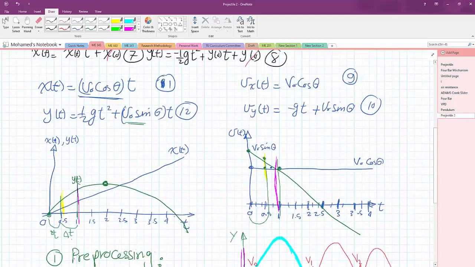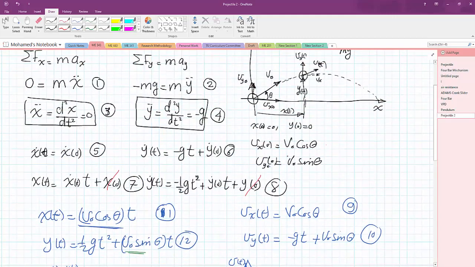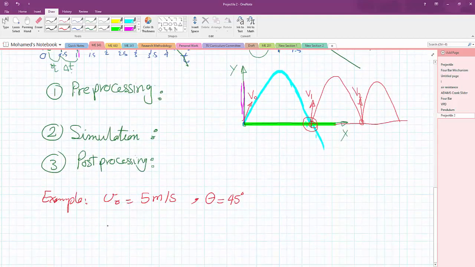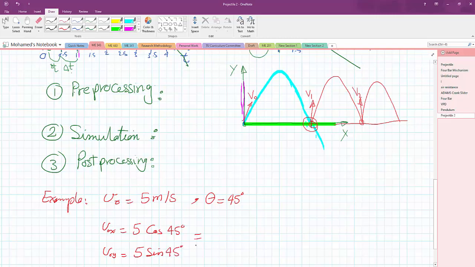If I fire this object at 45 degrees, what would be the initial velocity in the x direction and the initial velocity in the y direction? In this case, I can write V naught x is equal to 5 cosine 45 degrees, and V naught y is equal to 5 sine 45 degrees. So I can calculate those values. If you would like to calculate those values, you will multiply 5 times sine 45 degrees.